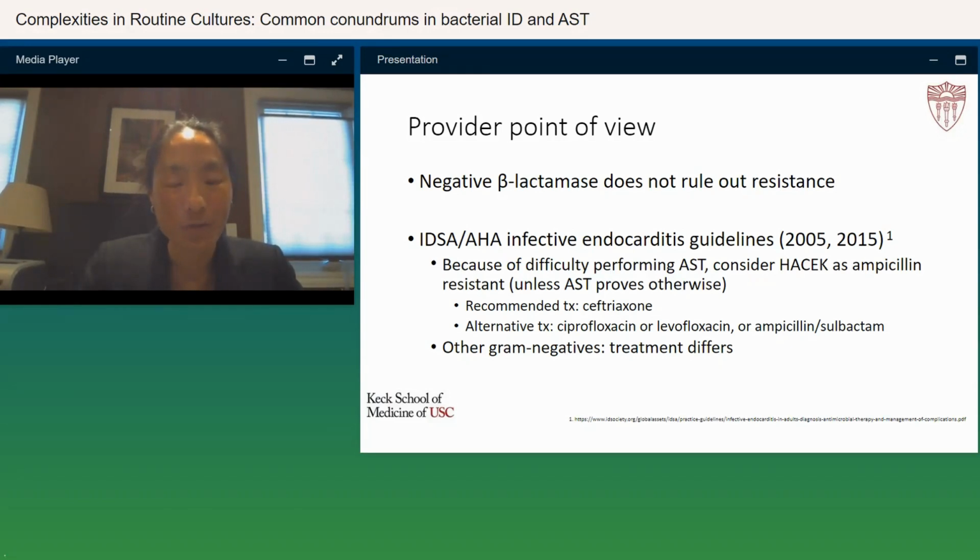Unfortunately, we still weren't definitely sure what the organism was, and treatment for other gram-negatives causing endocarditis would be different from this. Nonetheless, we were able to at least tell the provider, look, we really suspect a HACEK organism. We just can't get the biochemicals to key out. And they did maintain the patient on ceftriaxone. They were doing well. They were stable and afebrile on this therapy.